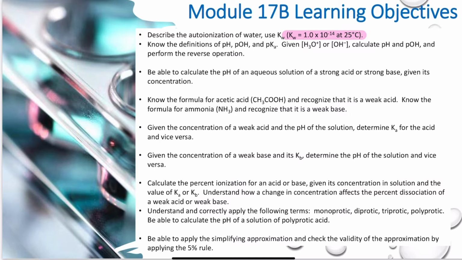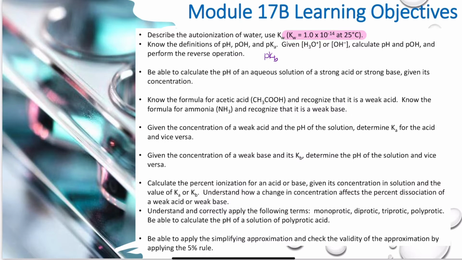In fact, the entire pH scale is based on this value. You need to know the definitions of pH, pOH, and pKa. And within that, we're also going to get a concept called pKb. It's just like pKa. pKa is for acids, pKb is for bases. If you're given the hydronium or hydroxide concentration, you should be able to calculate pH, pOH, and perform the reverse operation, meaning if given pH or pOH, give me the hydronium or hydroxide concentration.